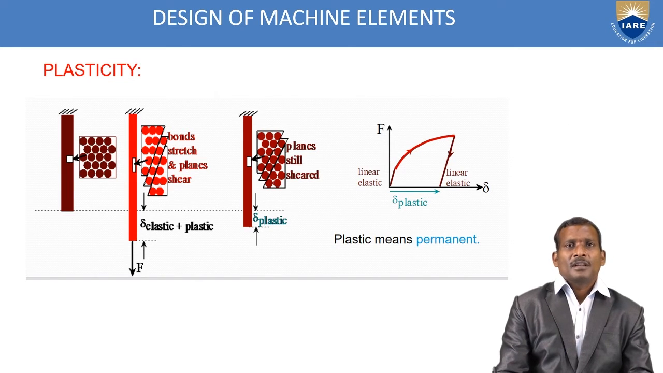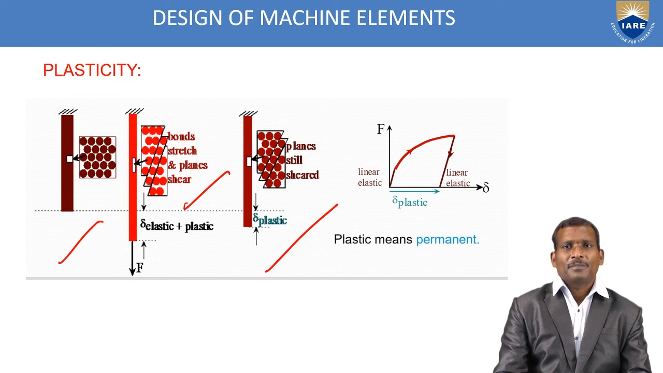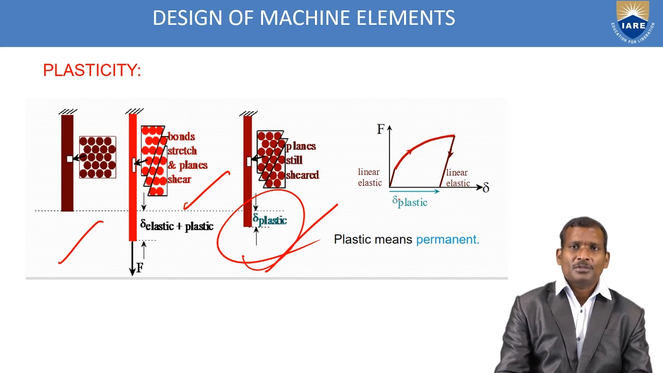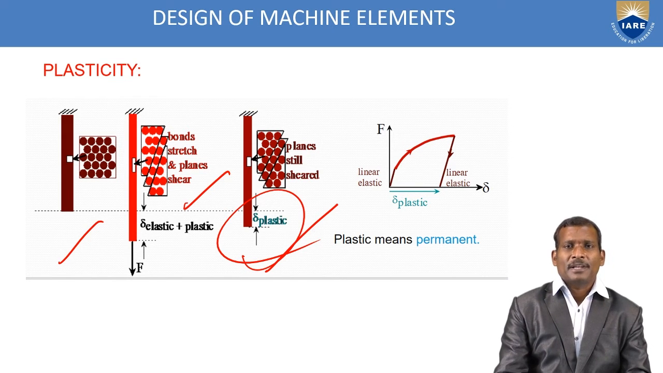See in this diagram. This is one bar fixed at one end and the other end is free. It is subjected to some external load. The bond stretches and planes undergo shear, elastic plus plastic. See the third one, the planes are still sheared. After removal of load, here there is no load, but it is still in a plastic deformation condition. This type of property is known as plasticity.